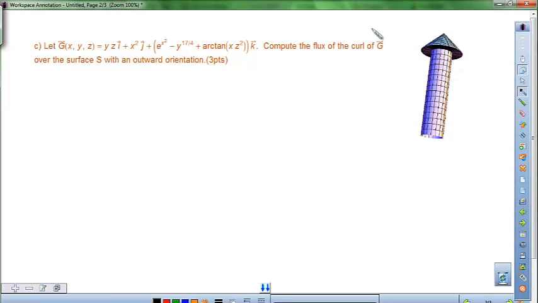Here's our rocket. The next question is we have a vector field here, G, and they want us to compute the flux of the curl of G over this whole surface with an outward orientation. So we didn't really talk about the orientation there, but outward orientation, depending on which surface you are on, would look something like this. So if we were to do this directly, well, first of all, let's write down what we need to do. Let's say this whole thing is S.